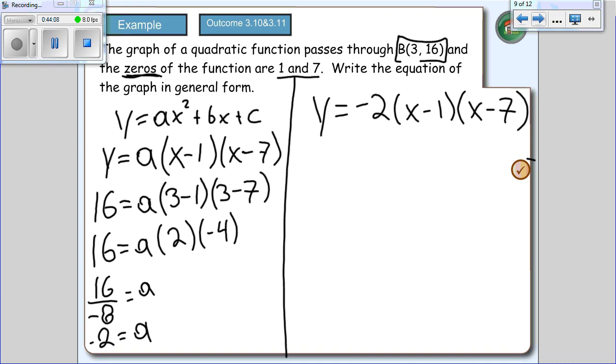Foil it. So y is equal to negative 2 times x times x gives me x squared. The outside values, x times negative 7, is negative 7x. The inside is x times negative 1, which is negative 1x. So that means negative 8x. And the last term, negative 1 times negative 7, is plus 7.